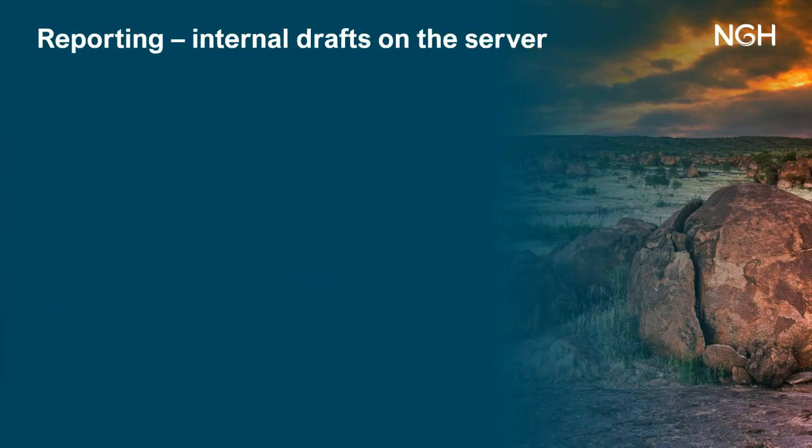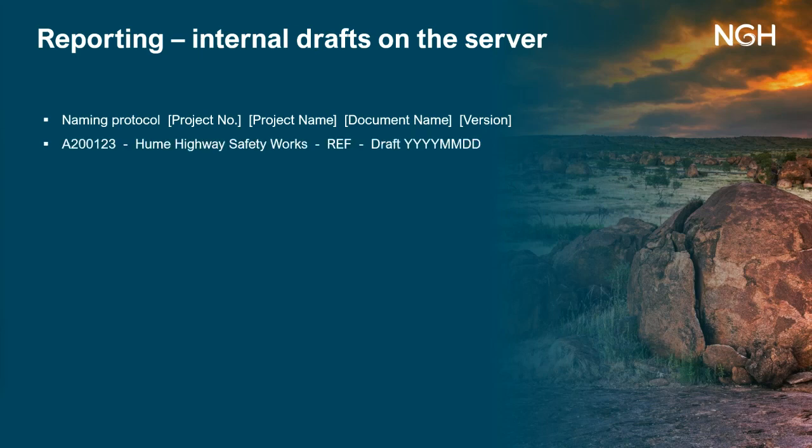If a report is saved on the server, the naming protocol is project number, project name, document name, version. In this case, the project number is A200123. The project name is Hume Highway Safety Works. The document name is REF and the version is draft, followed by the date on which it was created. The date is written as year, year, year, year, month, month, day, day.